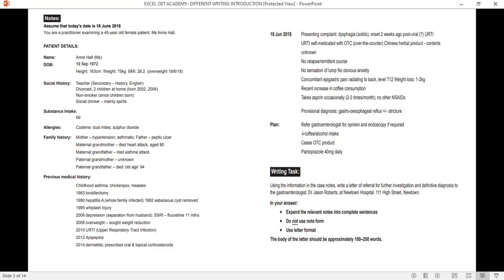Now, what will guide you to know what you're doing is the plan. The plan of the last clinic visit, which is 18th June 2018. Look at what Dr. Buka is projecting on the screen right now. So you now know that the reason why you're writing this referral is for what is expected of the gastroenterologist to do, which is endoscopy. Do you understand what I'm saying now?